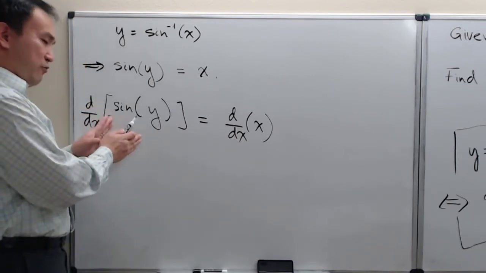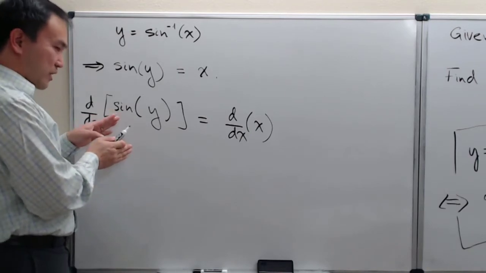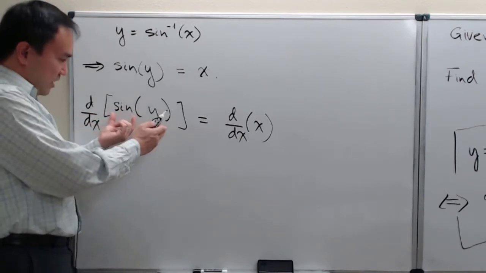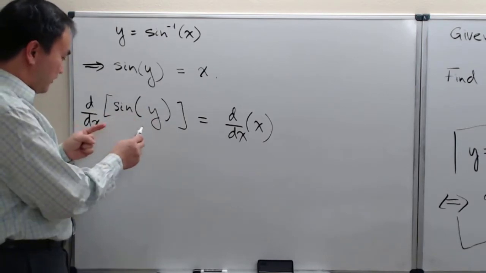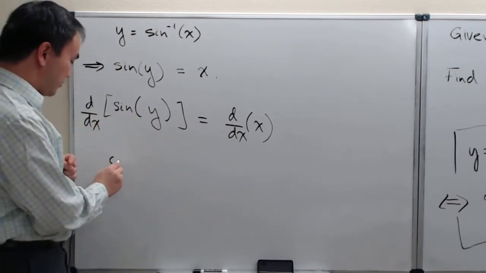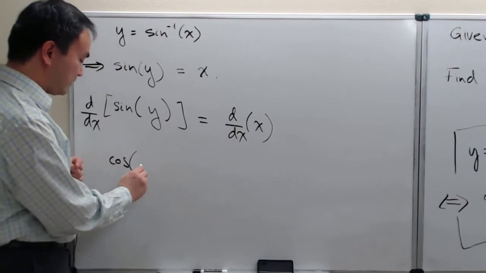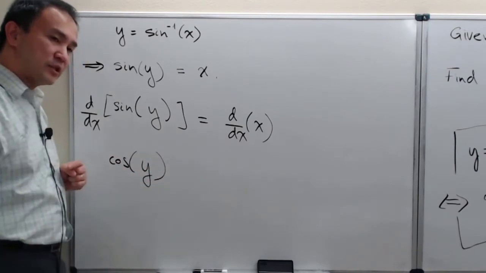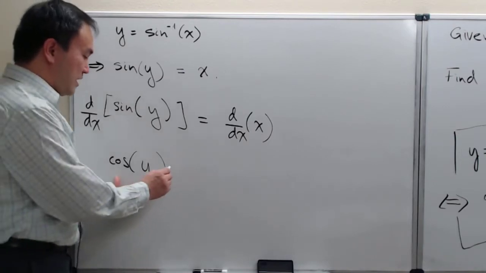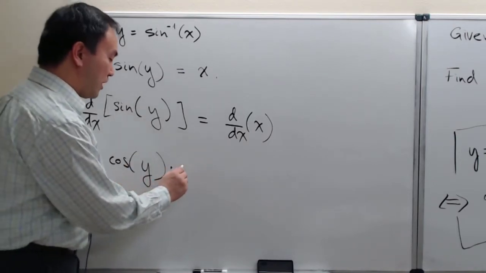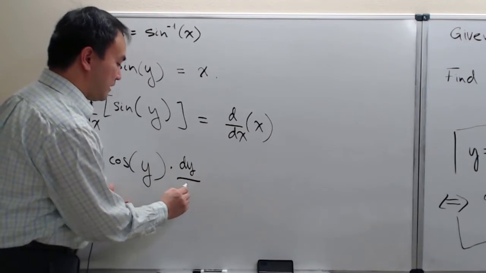But chain rule says we need to find the derivative of the outside. So the outside here, as I have pointed out, is the sine function. So taking the derivative here of the outside gives me cosine of y. That's the derivative of the outside. But now chain rule says we need to also multiply with the derivative of the inside.